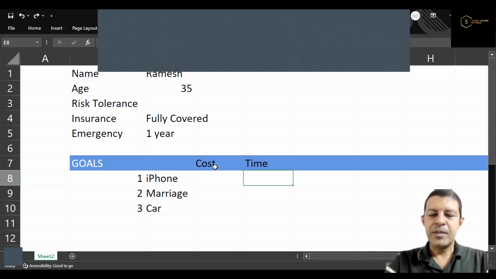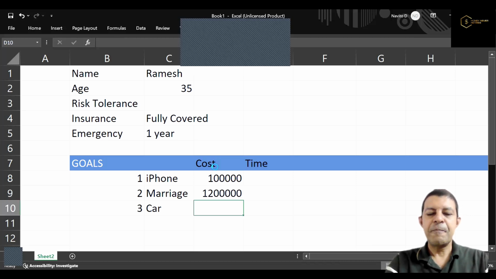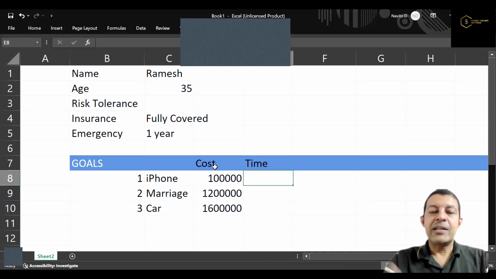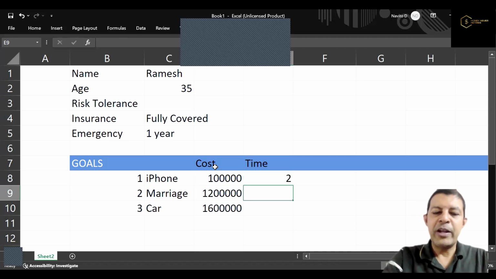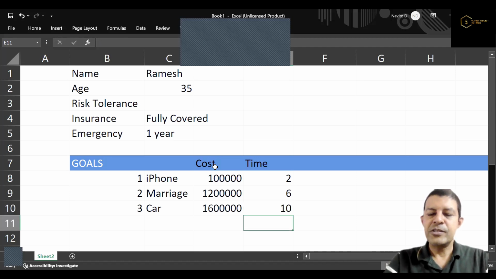and time. So the cost of an iPhone he wants to purchase for today's cost is about 1 lakh rupees. The marriage plan which he's doing is for about 12 lakh rupees for himself. And the car which he wants to buy is about 16 lakh rupees. That is today's cost. And the timeline for buying the iPhone, he wants to keep it 2 years, let's assume. Marriage, he wants to plan after 6 years. And car, he wants to plan after 10 years.